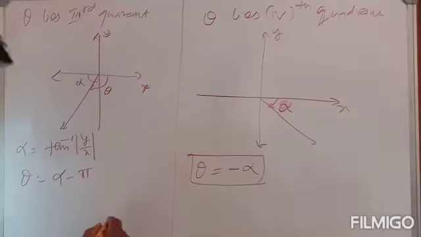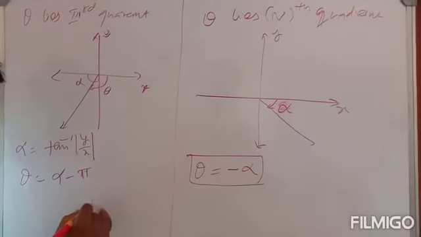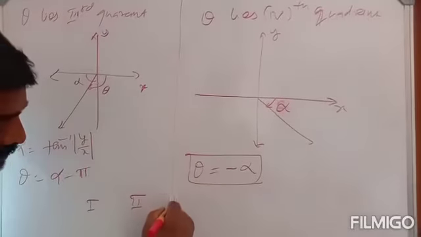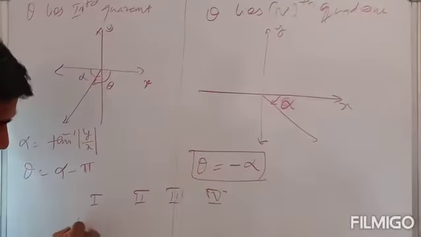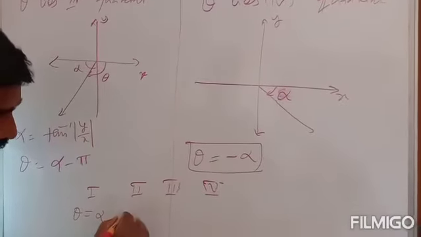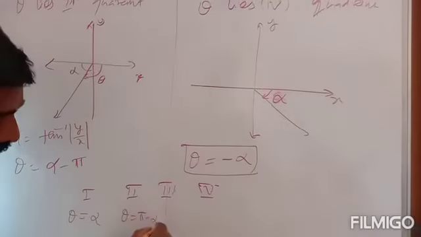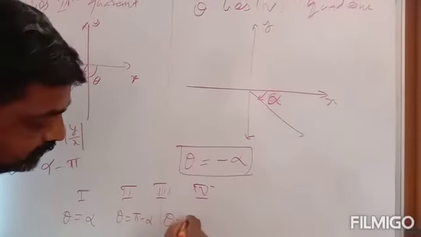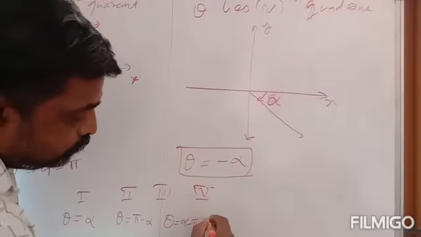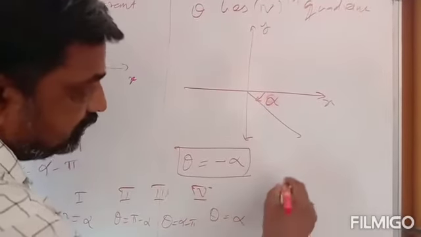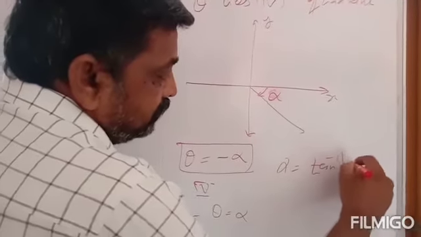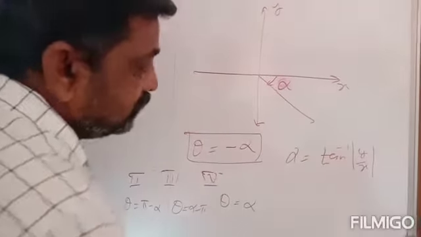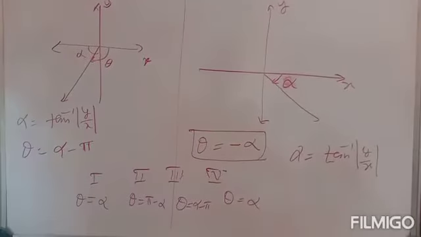But theta may lie in the first, second, third or fourth quadrant. First quadrant: theta equals alpha. Second quadrant: theta equals pi minus alpha. Third quadrant: theta equals alpha minus pi. Fourth quadrant: theta equals minus alpha. Always alpha equals tan inverse of modulus y by x.